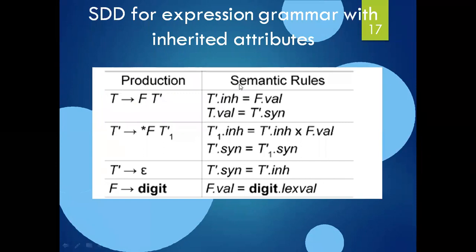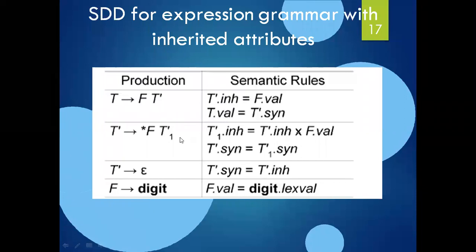And here the T dash inherits the value associated with node F, right? And T dot val is assigned to T dash, or T dash dot synthesized. The semantic action that I performed for this production rule is associated with three attributes: one is an inherited attribute, the second is a synthesized attribute, and the third is the val attribute, right? So in the second rule also I am writing it here.